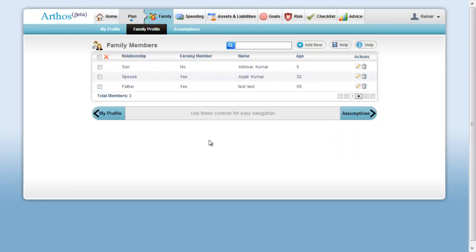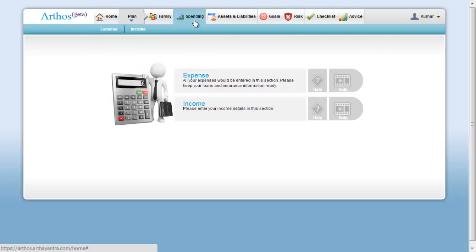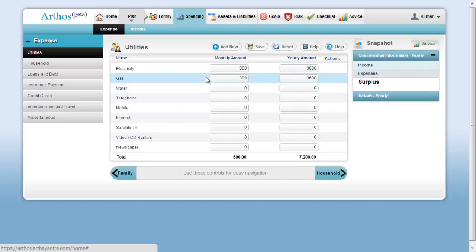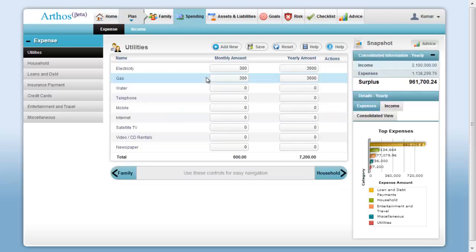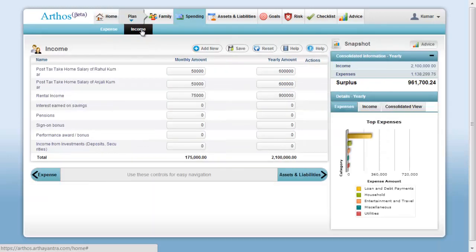to create a plan. In spending, you typically look at the expenses that you or your family incur during the month or the year. In income, various sources of income that contribute to a household are added.